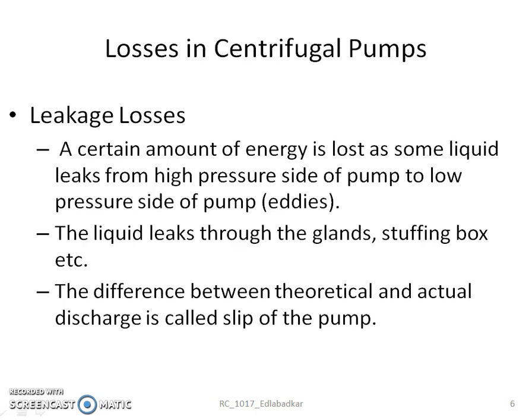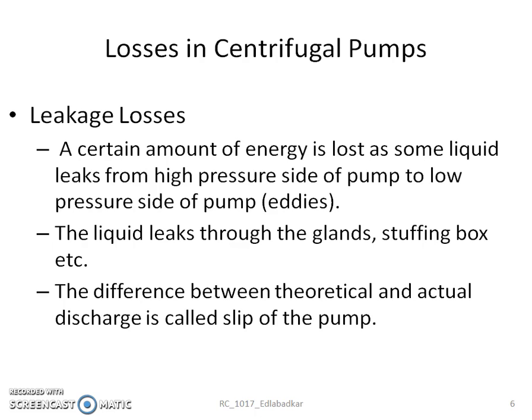And finally we have leakage losses. A certain amount of energy is always lost as some liquid leaks from high pressure side of pump to low pressure side of the pump. High pressure side of the pump will be exit of the impeller or inside the casing, whereas the low pressure side of the pump will be eye of the impeller. Even after taking all precaution to make it leak proof, the fluid will always have a tendency to move from high pressure region to low pressure region, and that attributes to some loss.